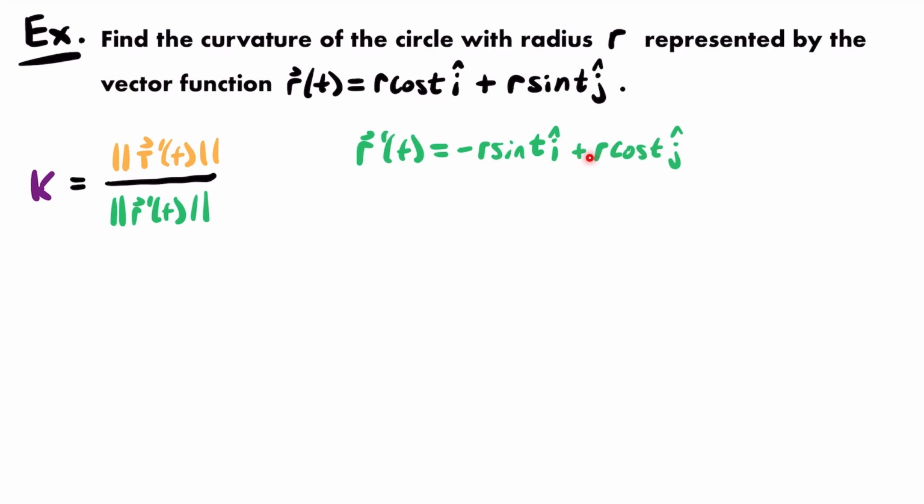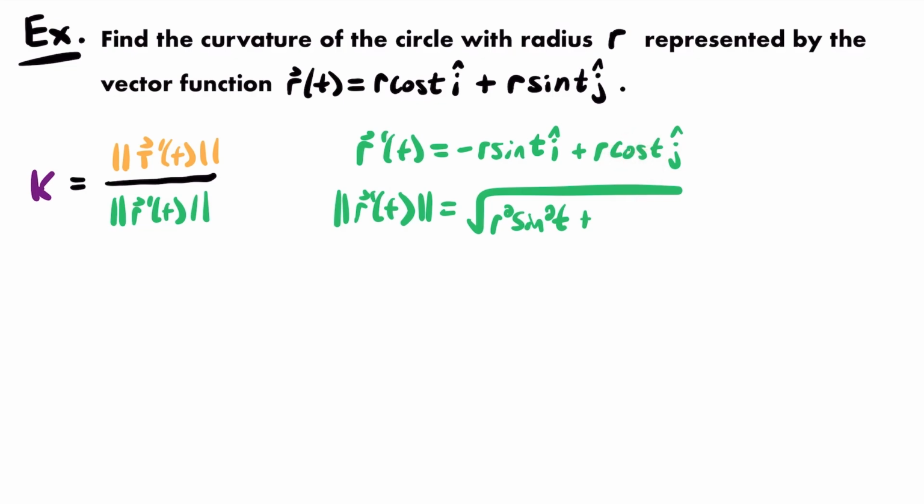Okay, and now we need to take the magnitude of this vector. So we'll have the magnitude of r prime of t is equal to the square root of the sum of these components squared. And I'm just going to square them right away. Negative r times sine t squared will give you r squared times sine squared t. So we have r squared times sine squared t plus this component squared, which will be r squared plus cosine squared t. Okay, so this is what we get underneath that square root.